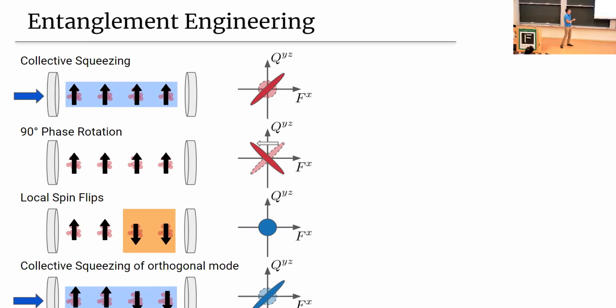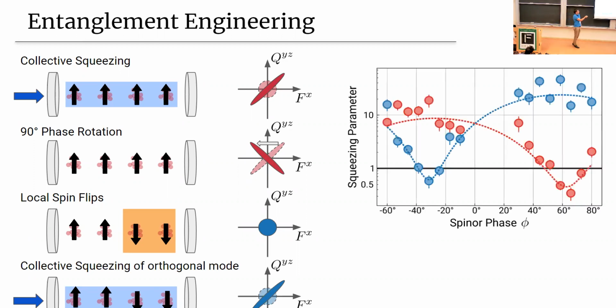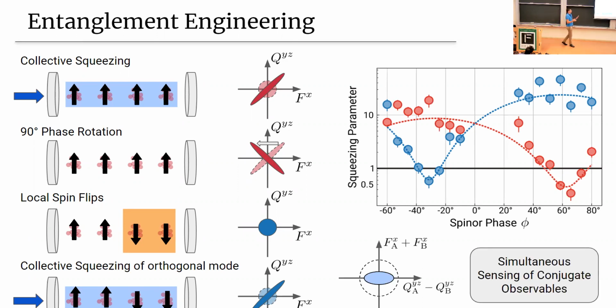And now if we evaluate these two modes, we get something that's squeezed in one mode and also squeezed in the orthogonal mode. And with that, we can get to a much higher entangled state and to something that approaches this quantum mechanics-free subspace, which you can use for enhanced measurements of, for example, the two conjugate observables.